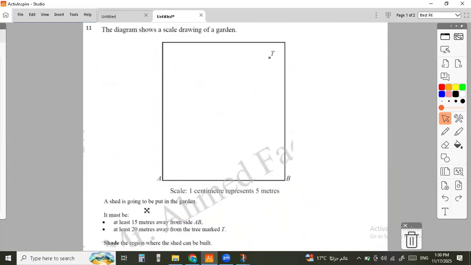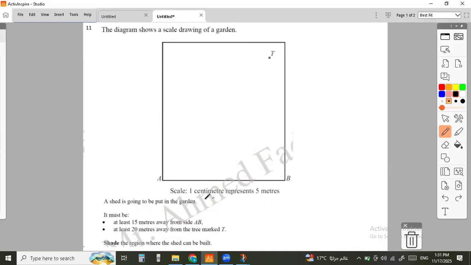All right, a shed is going to be put in the garden. This is the whole garden. It must be at least 15 meters away from side AB. The shed needs to be 15 meters away from AB and inside the garden, which is this rectangle. They told us that 1 centimeter represents 5 meters, so on my paper, definitely I don't have 15 meters.